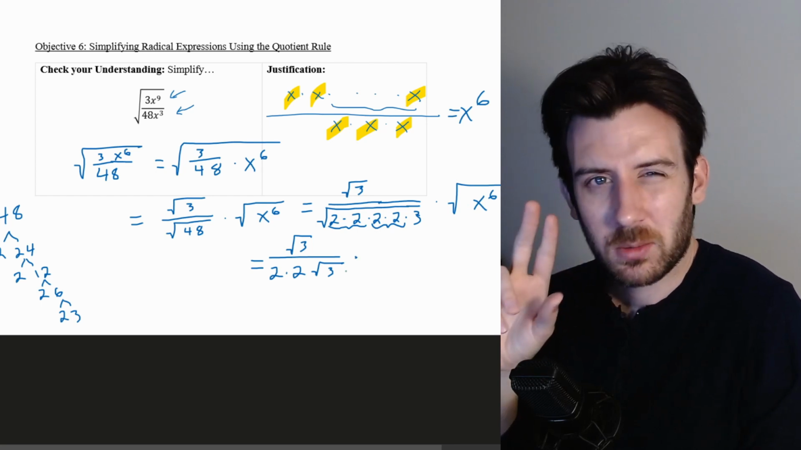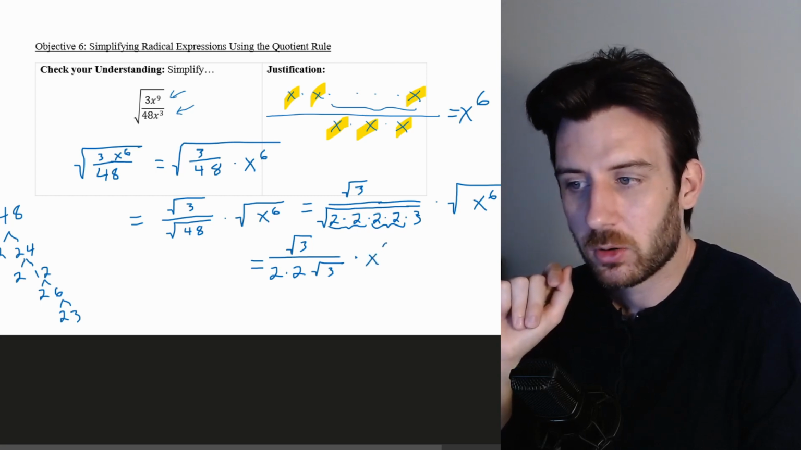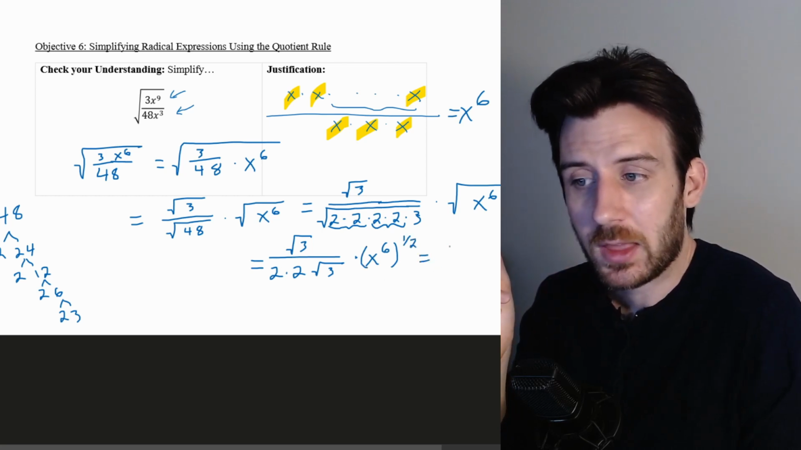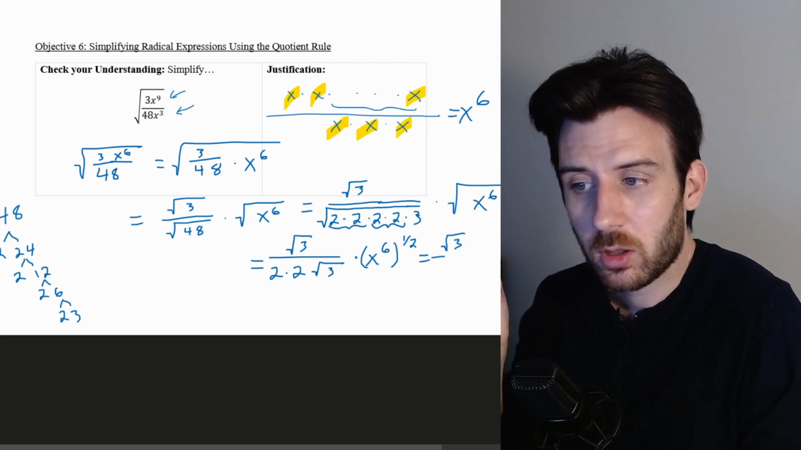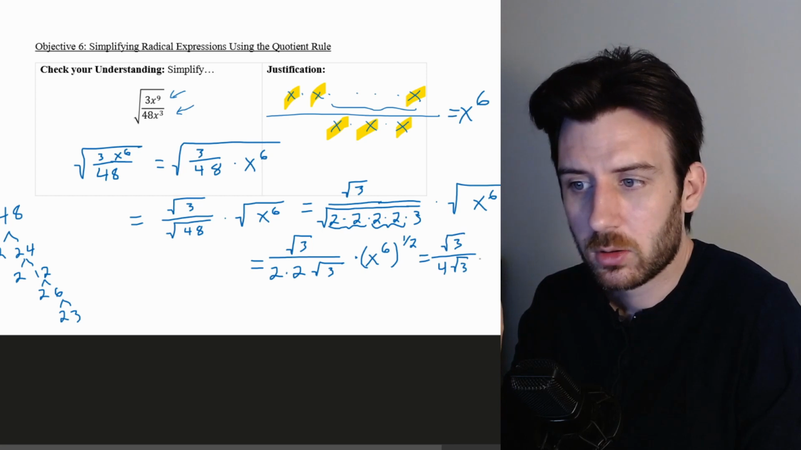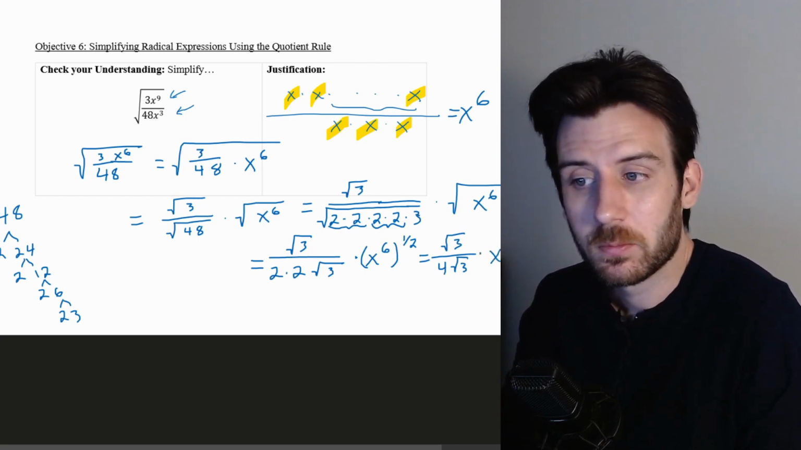You could think about that: what times itself gets you x to the 6th? I'm also going to remind you that we have rules here. We could do x to the 6th to the 1/2 power, and then think about multiplying that on through. That would be 2 times 2, which is 4, root 3. And then x to the 6th to the 1/2, we could think of that as being x cubed.